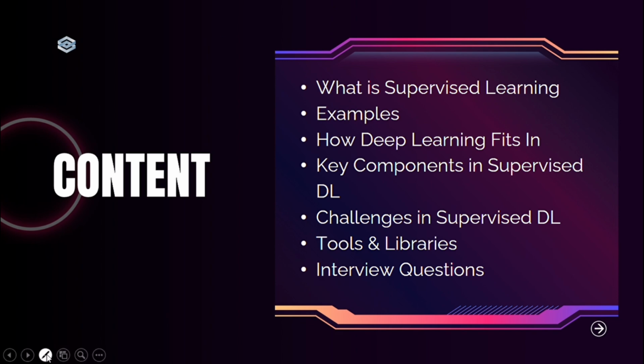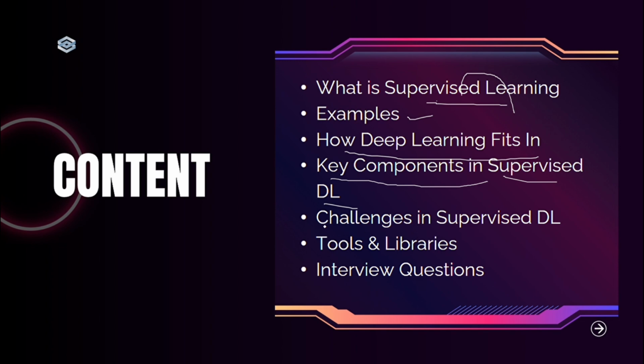So these are today's contents. These topics we will cover in this video: what supervised learning is, examples of supervised learning, and then how deep learning fits into the supervised learning category, and key components of supervised learning with deep learning. It is a very important point. And after that, the challenges faced in supervised learning with deep learning, and some tools and libraries which are used to implement deep learning programs, for example PyTorch and scikit-learn, which are useful for deep learning.